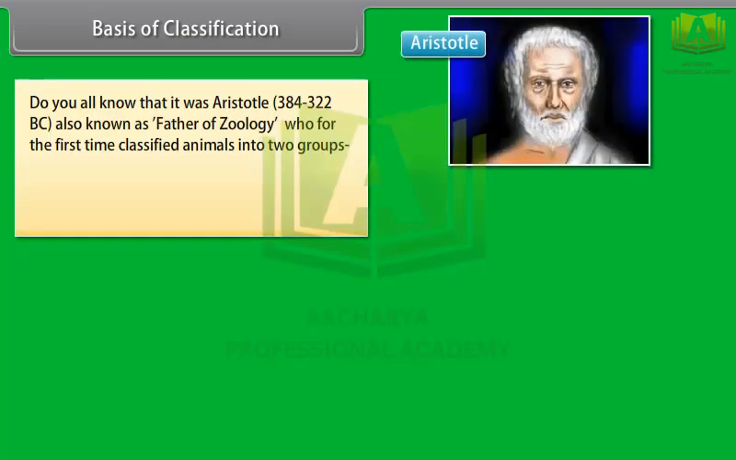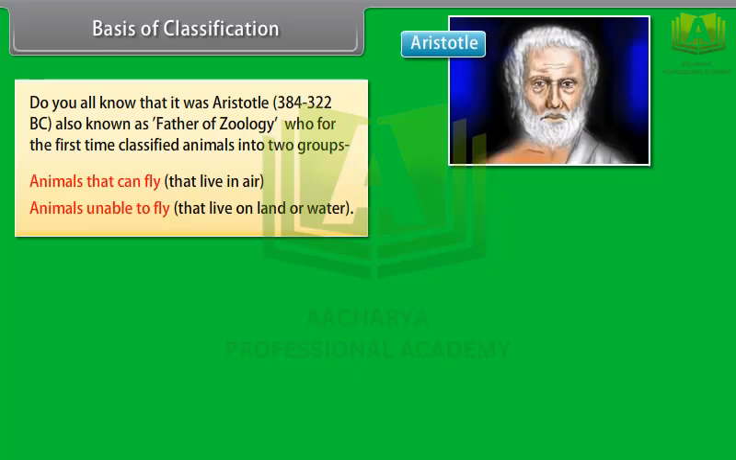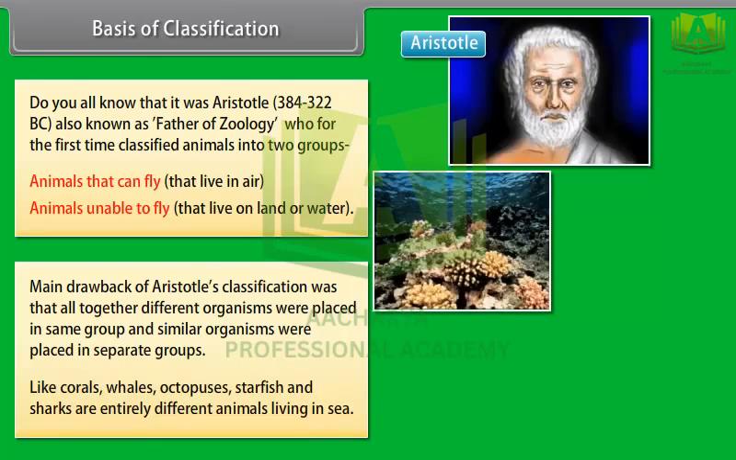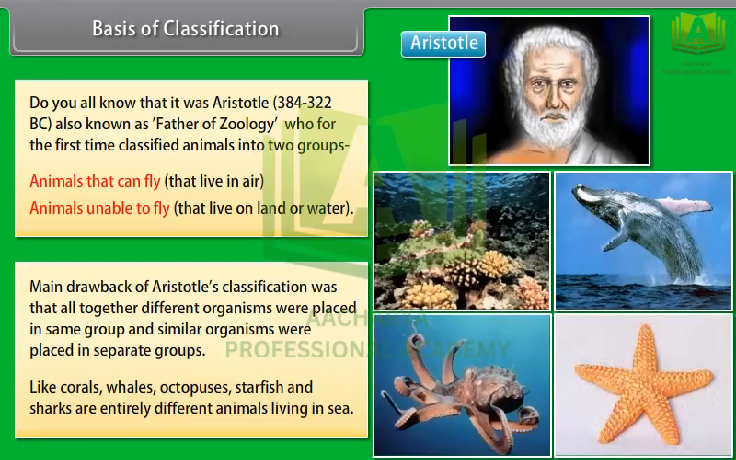Do you all know that it was Aristotle, 384 to 322 BC, also known as father of zoology, who for the first time classified animals into two groups: animals that can fly, that live in air; animals unable to fly, that live on land or water. The main drawback of Aristotle's classification was that altogether different organisms were placed in the same group and similar organisms were placed in separate groups. Like corals, whales, octopuses, starfish and sharks are entirely different animals living in the sea.